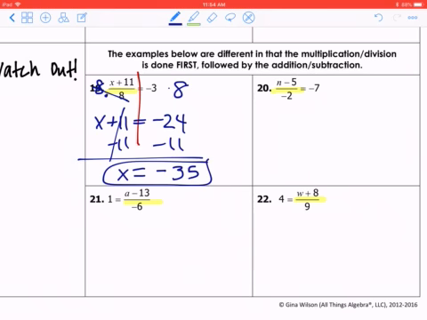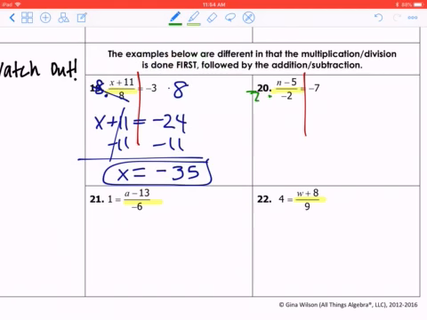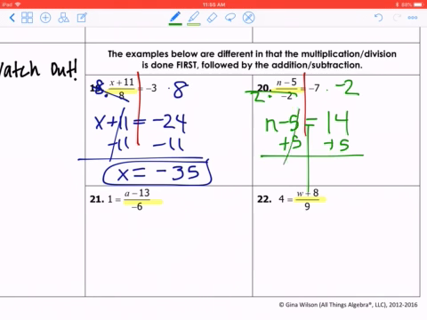On this one, let's try one more here. Same thing. I'm going to multiply by negative 2 on both sides. The negative 2's are going to cancel out. That'll leave n minus 5 is equal to negative 7 times negative 2, which is going to give me a positive 14. And now to finish this off, I'm going to add 5 to both sides. Those will cancel out. N equals 14 plus 5, which is 19.